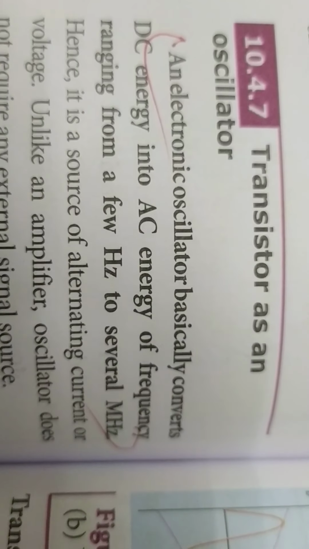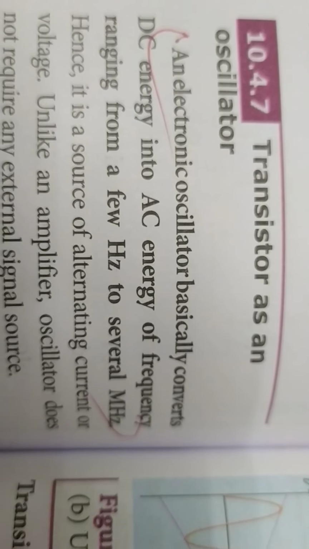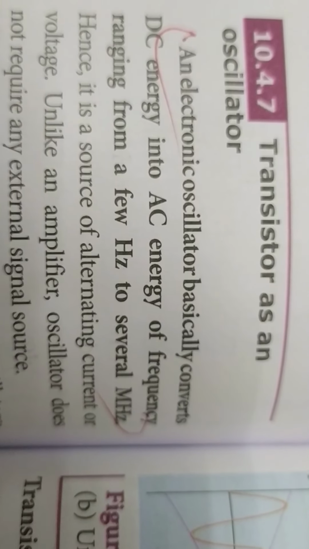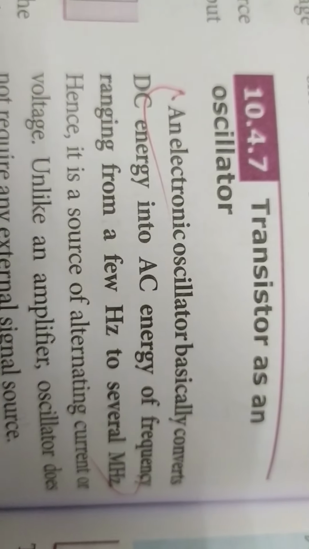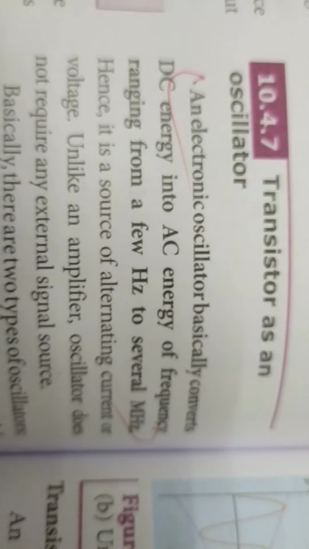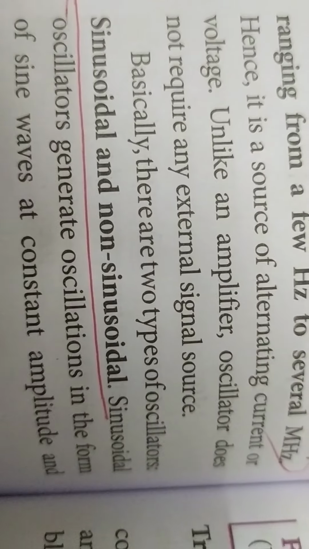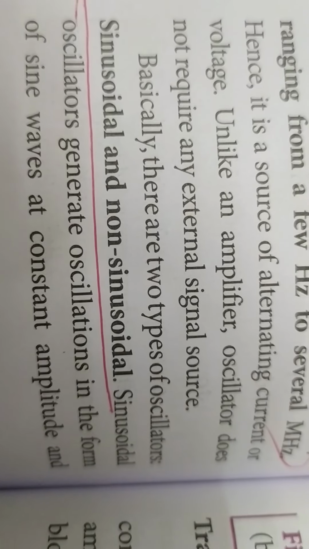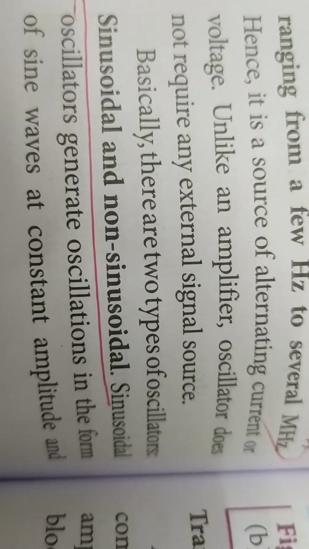Next we shall see about transistor as an oscillator. So an oscillator is something which converts DC into AC. That is the main point. The transistor will convert DC into AC. So it will produce a wave, and we shall see what types of waves are produced. There are two forms, sinusoidal and non-sinusoidal.